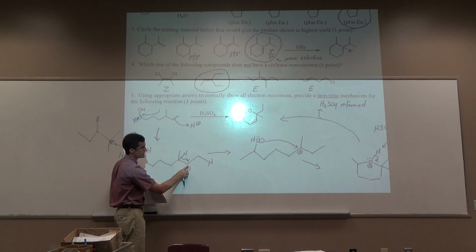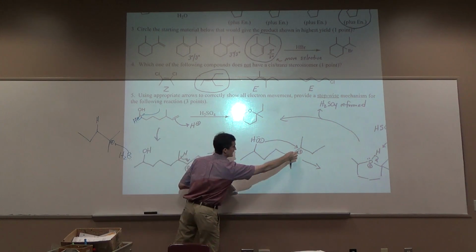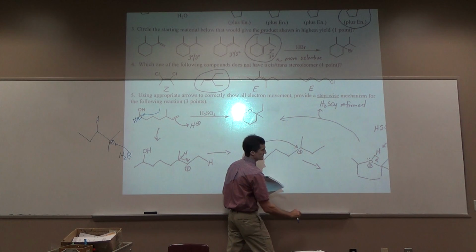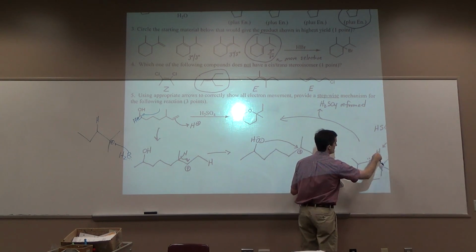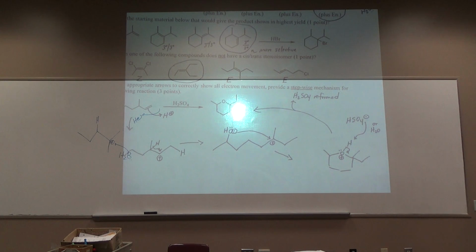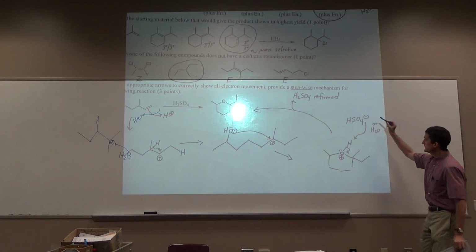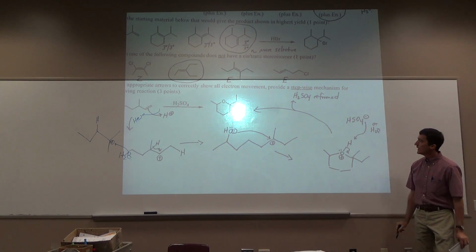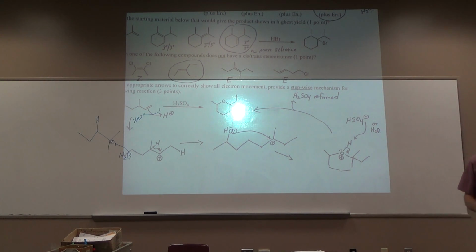A hydride shift would give a tertiary cation. Then the internal nucleophile can attack. We get the ring. Then we remove the proton to get the final product. You could use bisulfate or you could use water because it's an aqueous acid. How does that look? How did we do? Questions about any of those?